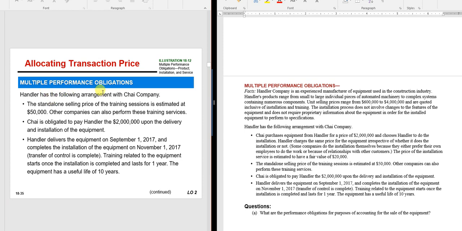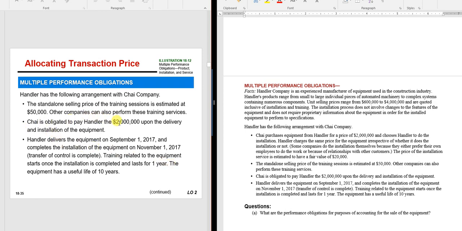Okay, they have the following arrangements with the company. The standalone selling price of the training session. So again, if we go back to this one, we're selling them installation, and we also have training. Okay, I forgot about reading that up here. It says, and training. The standalone selling price of the training sessions is $50,000. So please take a second to write this down. Purchase price of the equipment is $2 million, $20,000 for the installation, and $50,000 for the training.